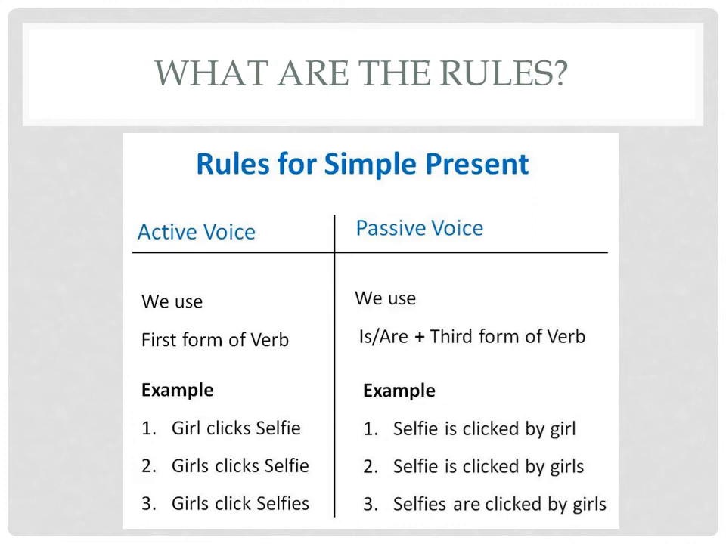But in passive voice, the position of girl and selfie is changed. Now, selfie is at the front and girl is at the back. Can you see that? So, in passive voice, we use is and are plus the third form of verb. Okay? Look at the example. Selfie is clicked by girl. Selfie is clicked by girls. Selfies are clicked by girls. Okay, so you use is and are and follow with the third form of verb.